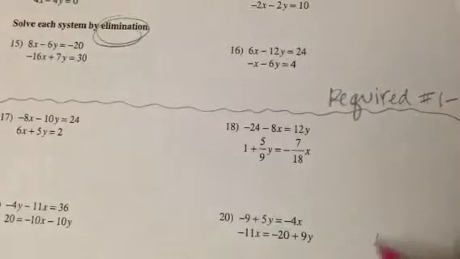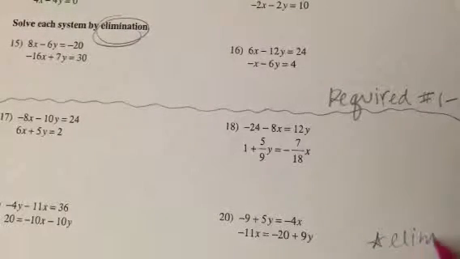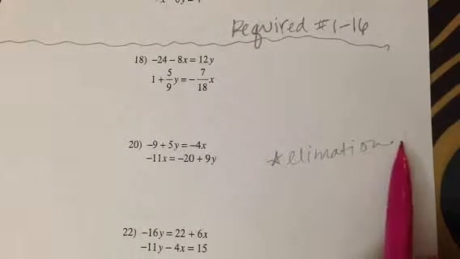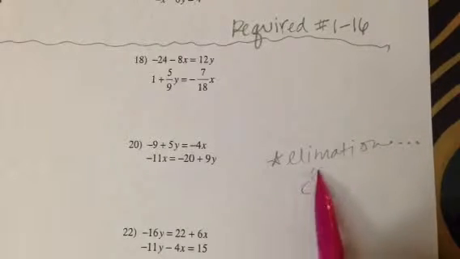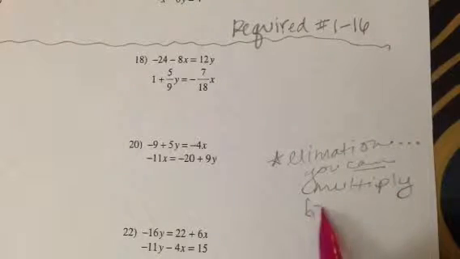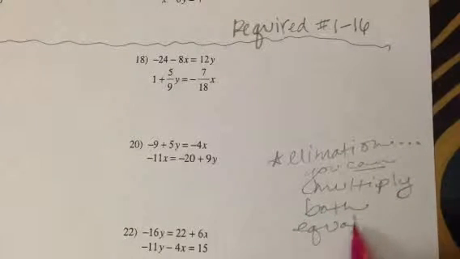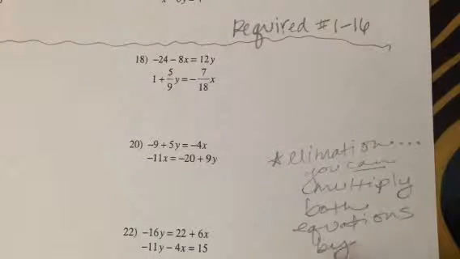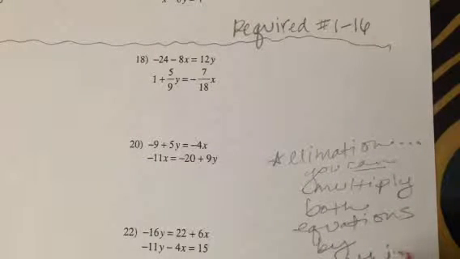Elimination. In elimination, you can multiply both equations by something if you need to get to opposites. Another tip is that you're going to need to rearrange, so you see x's lined up when you want to eliminate. You're going to have to rearrange where you see x's.